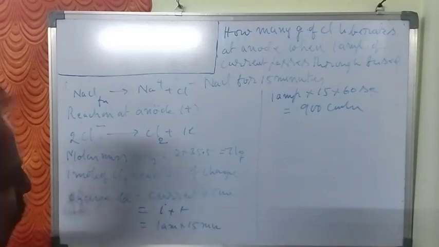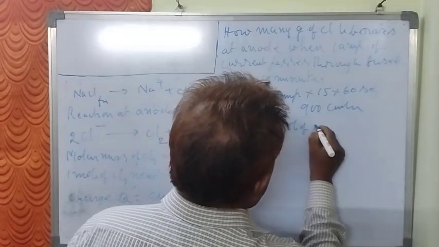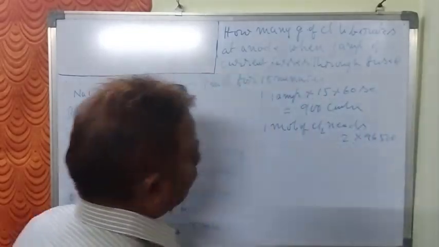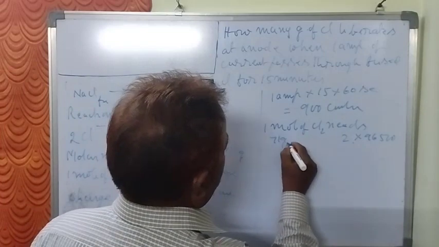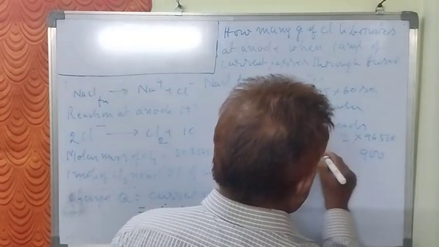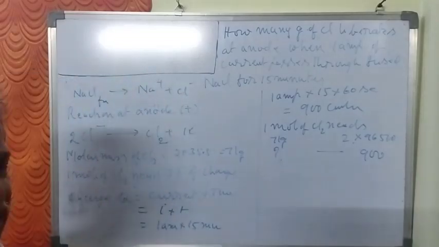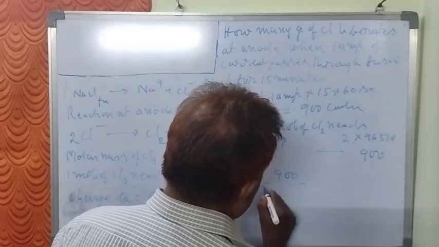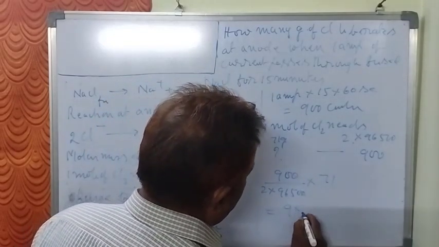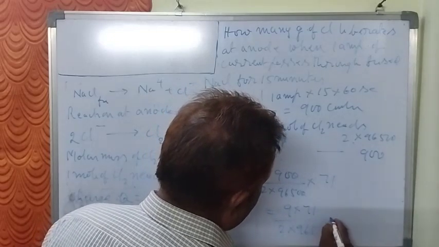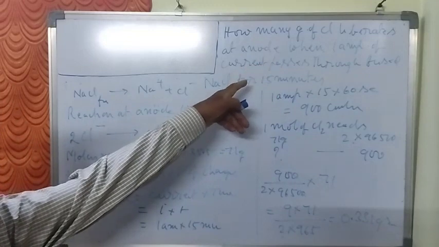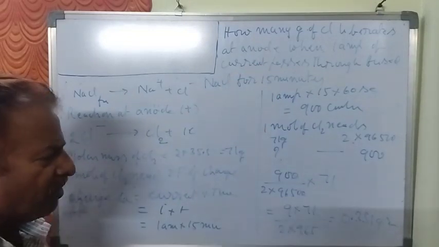1 mole of chlorine needs 2 Faradays of charge. So to liberate 1 mole, meaning 71 grams, of chlorine needs 2 into 96,500 coulombs. But how much charge do we have? 900. 900 coulombs of charge liberates how much mass of chlorine? So this is 900 by 2 into 96,500 into 71. 2 zeros get cancelled. So this is 9 into 71 by 2 into 965. This is nothing but 0.331 gram. So by passing 1 ampere current for 15 minutes, we get 0.331 gram of chlorine.